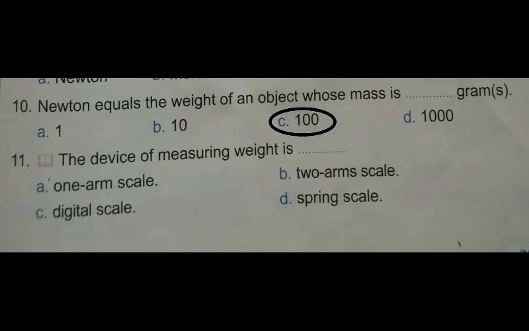The device of measuring weight is. الجهاز اللي بيخلينا نقدر نقيس الويت is. فاكرينها؟ spring scale. The spring scale أدور عليها هلاقيها نمبر D spring scale.